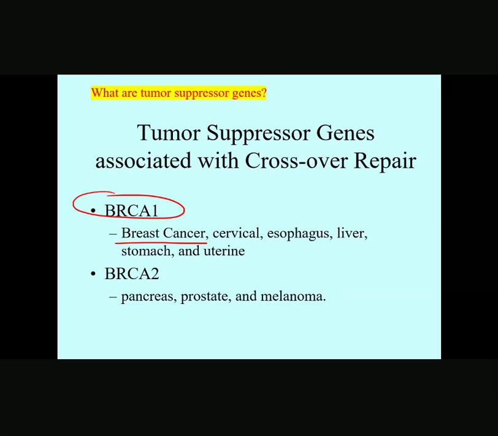BRCA2, which is a parallel disorder, also meaning that the crossover repair is defective, is highly correlated with high risk of pancreas, prostate, and melanomas of the skin. So I would expect you to know: what's a BRCA error? A BRCA error is a defect of crossover repair.